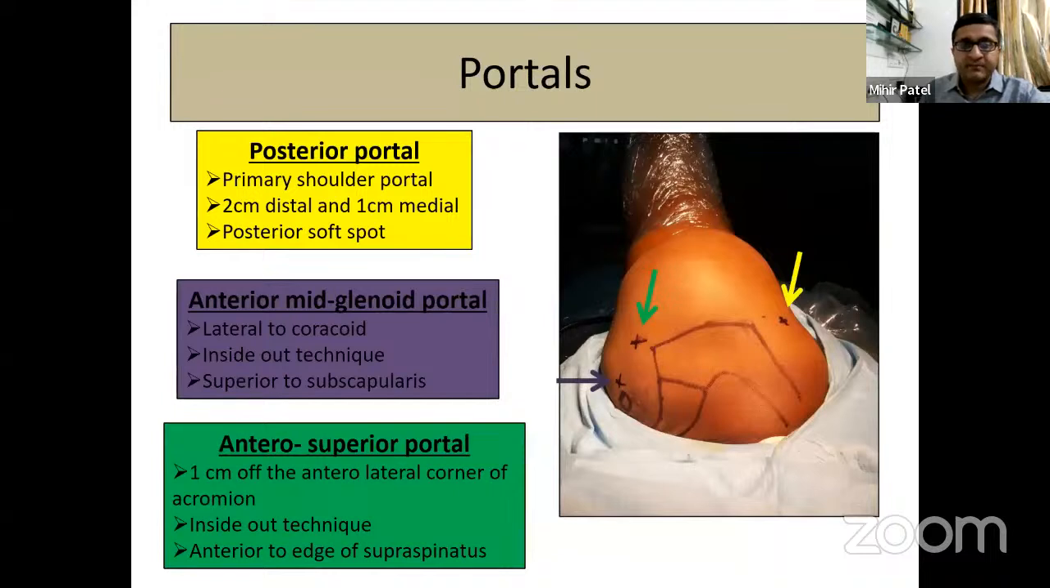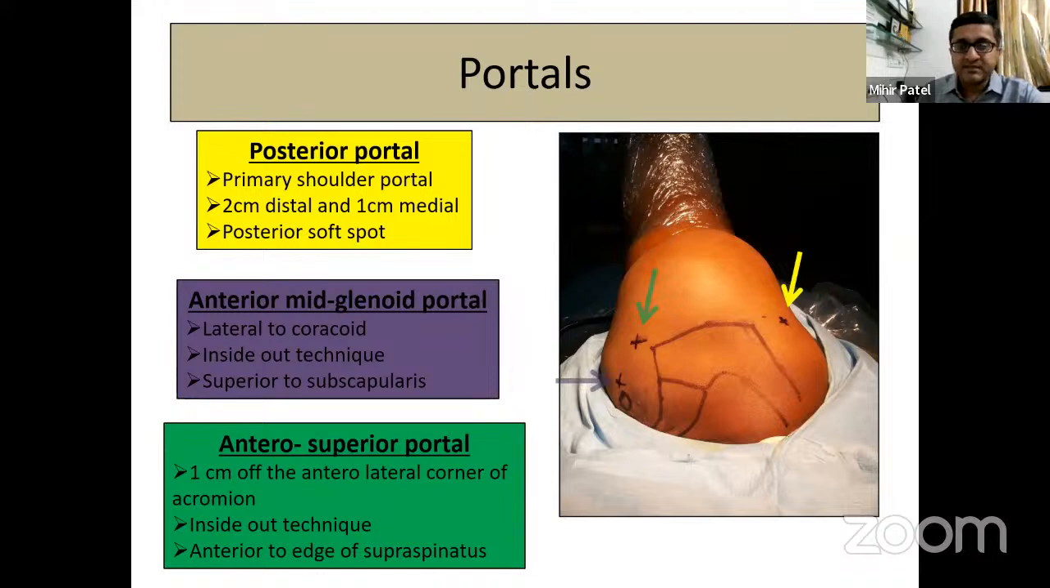So coming to the portals, the primary posterior portal, as far as described, is typically 2 centimeter distal and 1 centimeter medial, that goes to the posterior soft spot and enters into the glenohumeral space. The next portal that you make is the anterior mid-glenoid portal. The external point is going to be immediately lateral to the coracoid. We use the in-to-out technique using an 18-gauge spinal needle, and internally it exits just proximal or just cephalic to the tendon of the subscapularis.